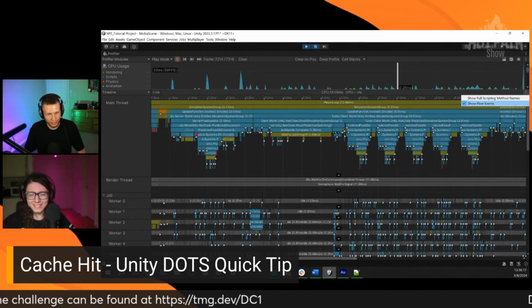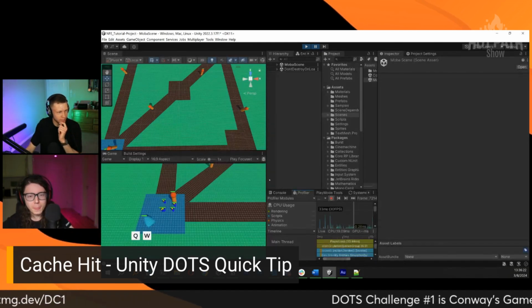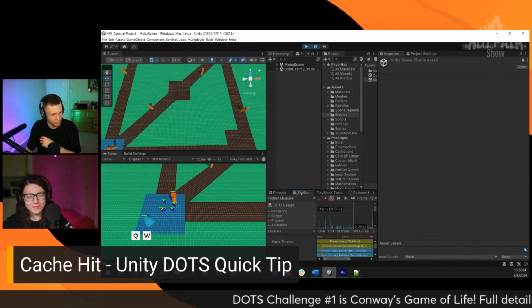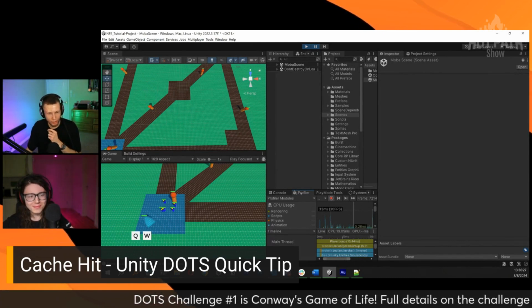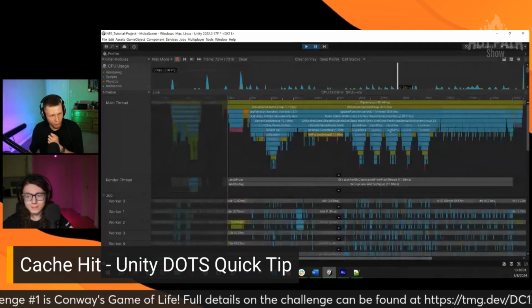Let me just go ahead and hide this. I was supposed to just have the profiler just like this. So this is in my little Netcode for Entities MOBA project that you all will be seeing next week. So I just have the profiler open here.